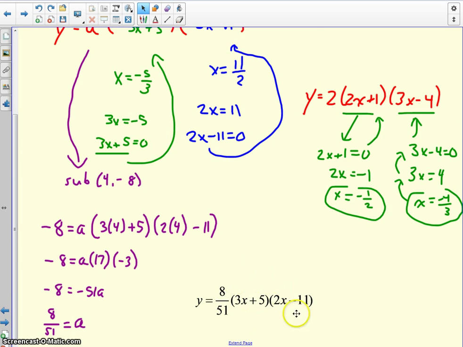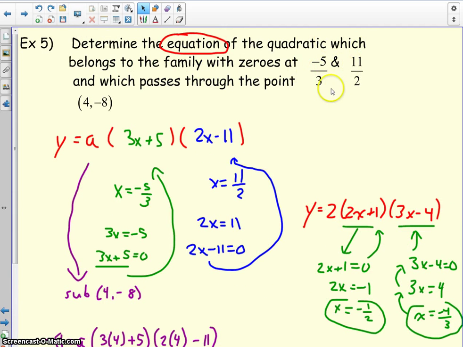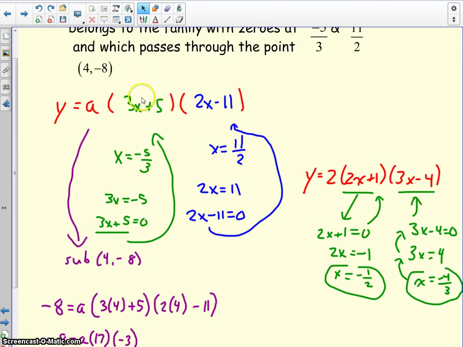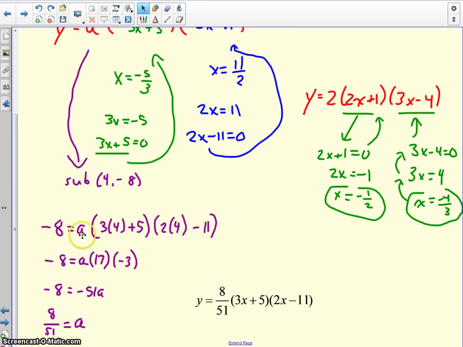Again, this looks a lot more proper than having fractions inside each factor. And again, I would expect you guys, if you have a zero or an x-intercept that's a fraction, to create a factor with no fractions in it. Okay, let's do one last example involving a word problem here.